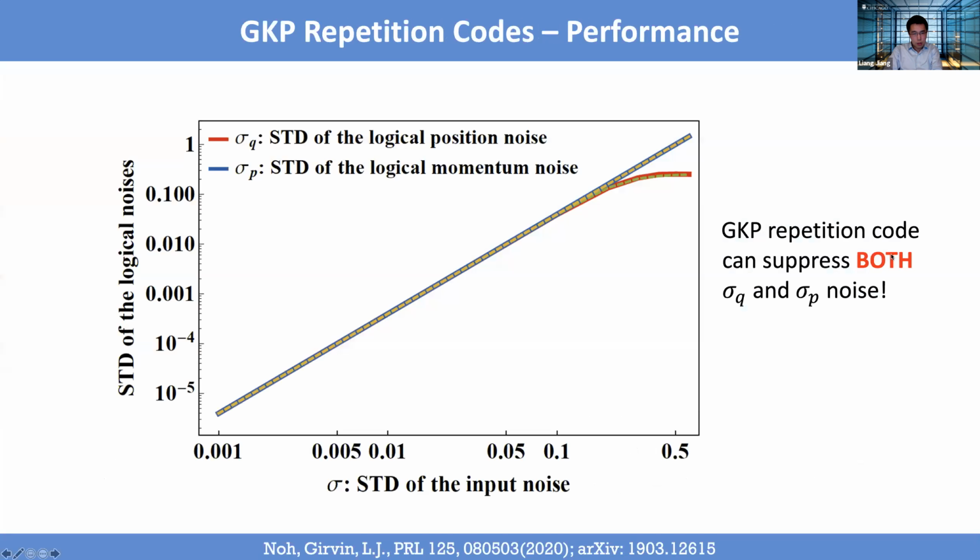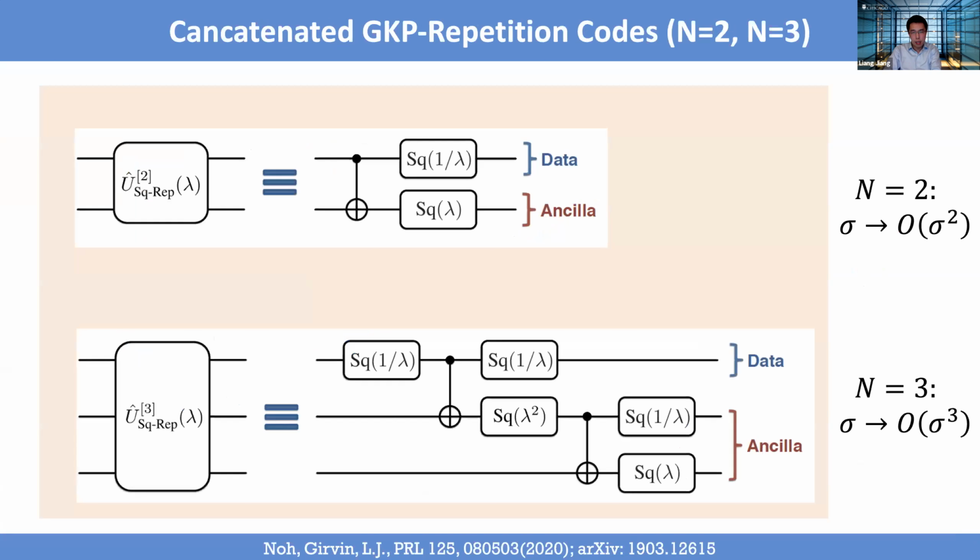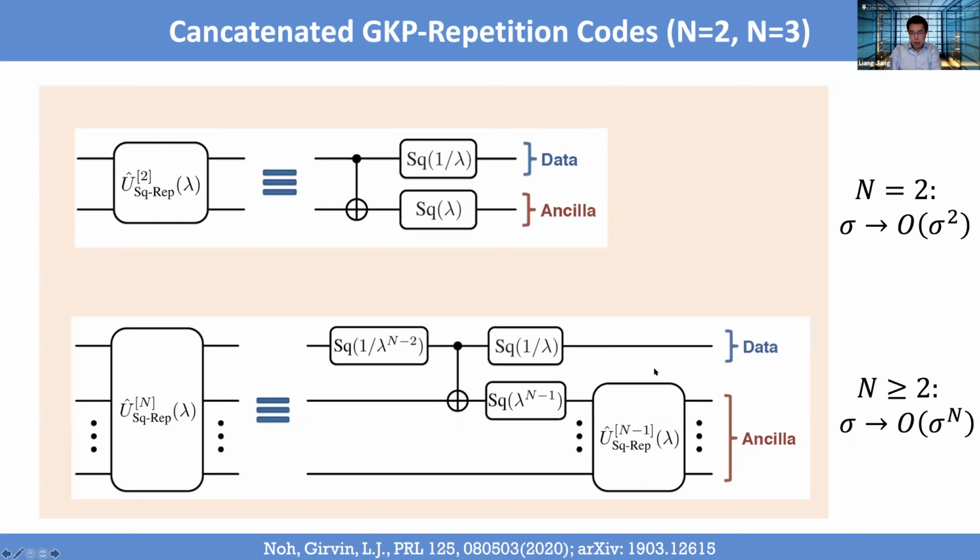And then Kenju did this numerical simulation to verify that indeed, after this recovery, both position and momentum quadrature noise get suppressed quadratically. So here is a log-log plot. You can see the slope equal to 2 indicates the errors being suppressed to the second order. And you can extend the design to more repetitions in this repetition code. And the more repetitions you have, the higher the order of the noise you can suppress. And if you go to nth order, you can suppress it even more.